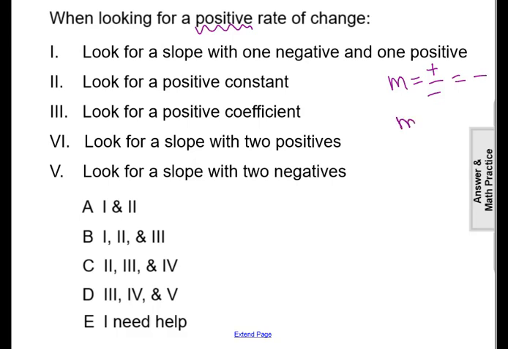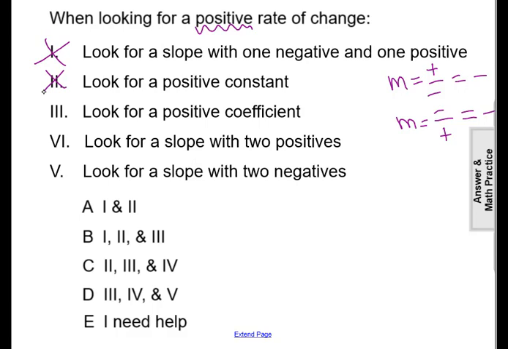And even if we had a negative over a negative divided by positive, that is still a negative, so that's still a negative slope to give a negative rate of change. So statement 1 does not work. Statement 2 says when looking for a positive rate of change, we're looking for a positive constant. Well, a positive rate of change says we're looking for a positive slope, and the slope in an equation is not the constant value. A positive constant would show a positive y-intercept. So statement 2 does not work.